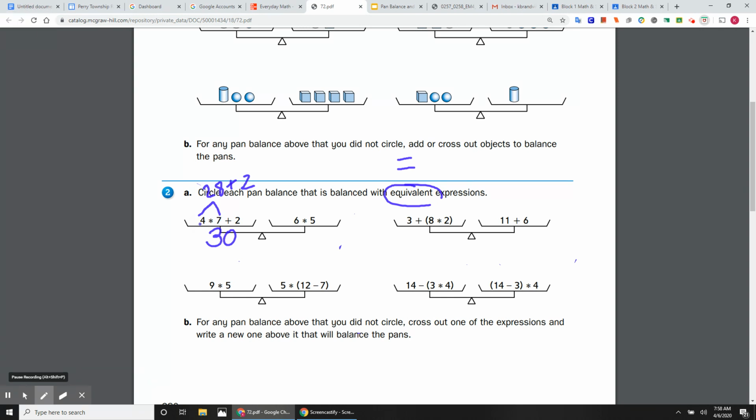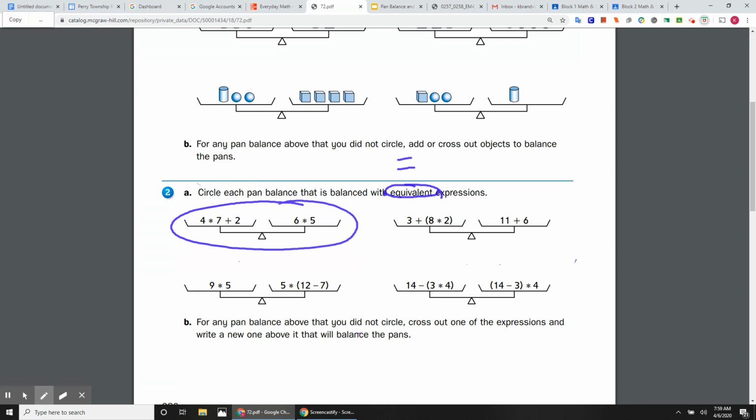And remembering to follow the order of operations, I did multiplication before I added. And then on the right side, 6 times 5 is also 30. So that pan balance would be equal. Go ahead and circle that one.